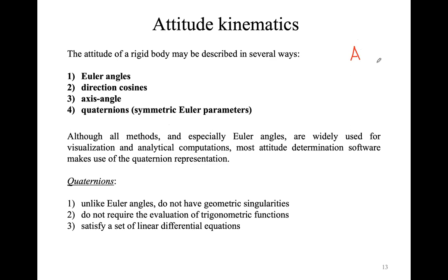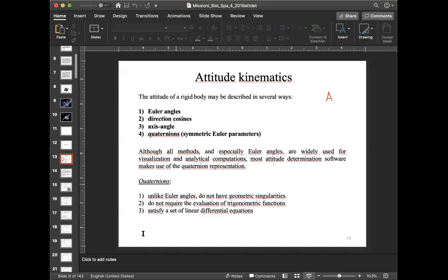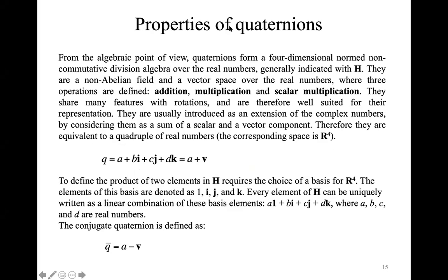There are different representations of this attitude matrix, but the main representation is the direction cosine. The direction cosine provides the basic introduction to the problem.